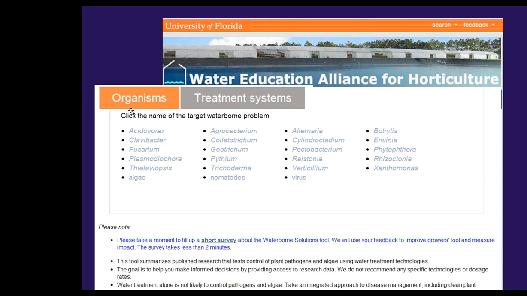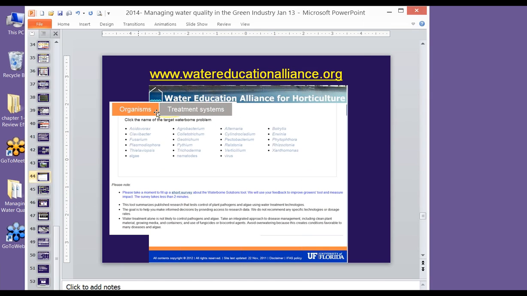So for example, you're interested in using ozone. You go here, you do your search by treatment system, and you will find the pathogens where it's known that ozone can control. You're using copper. You want to know whether copper is effective. So you can use this tool to understand whether the system you're using has been known to be effective. So it's a very good tool to make decisions.